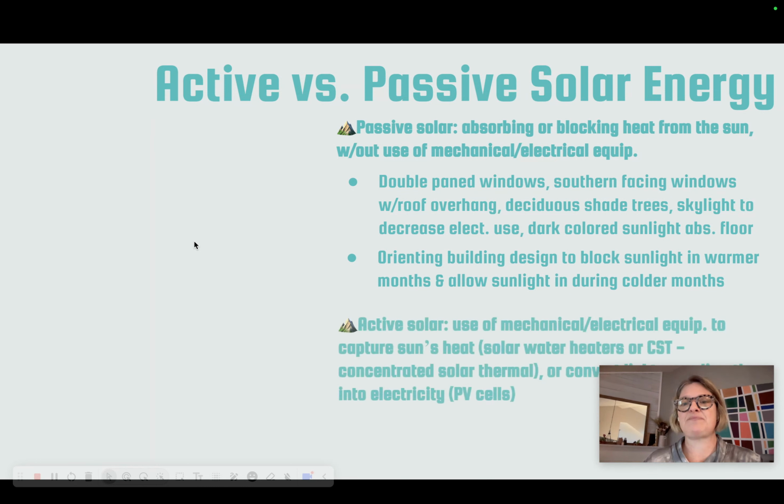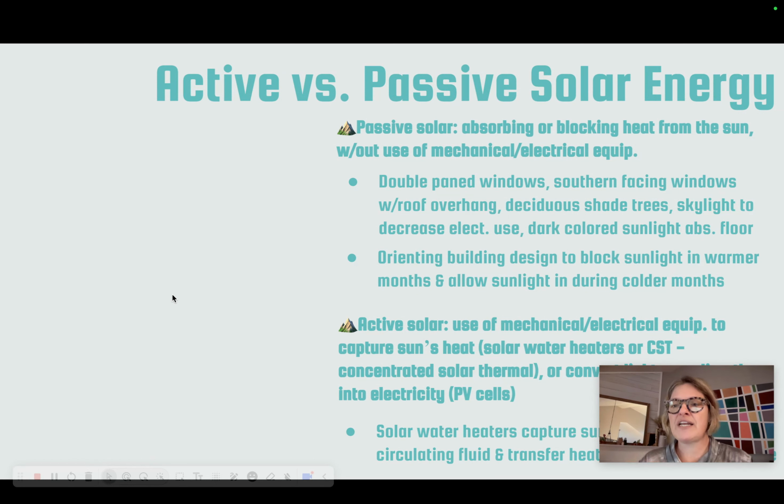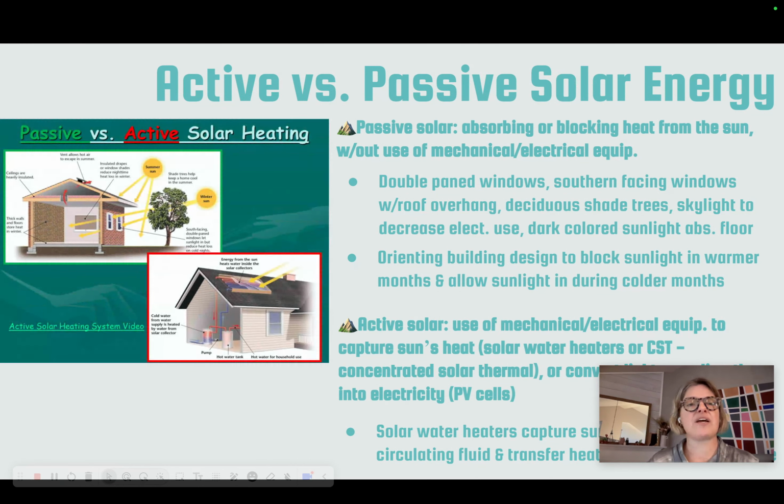Having skylights in your house can actually decrease your electrical use. And then having dark colored flooring can absorb sunlight and create heat in the winter months. That wouldn't necessarily be a good thing in the summer months, but it's a good thing in the winter months to help heat your home. All right, so orienting our building design to block sunlight in the warmer months, but allow sunlight in the cooler months, is an example of having a passive solar heating system in your house.